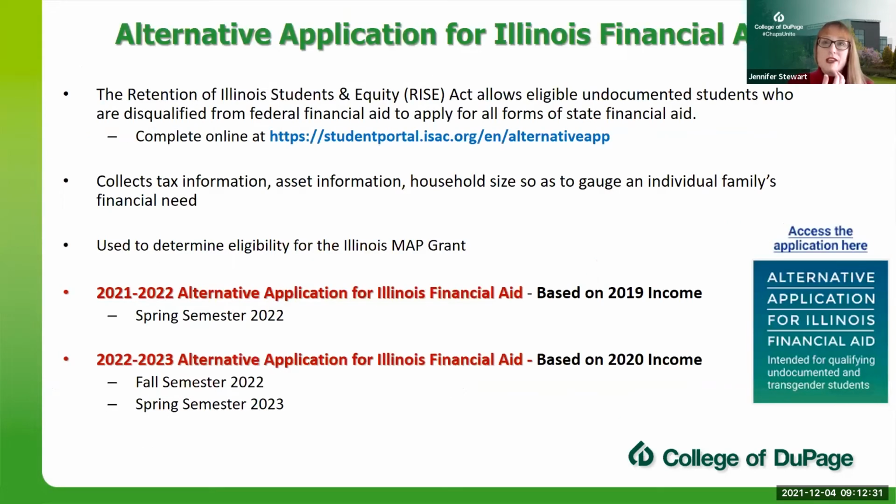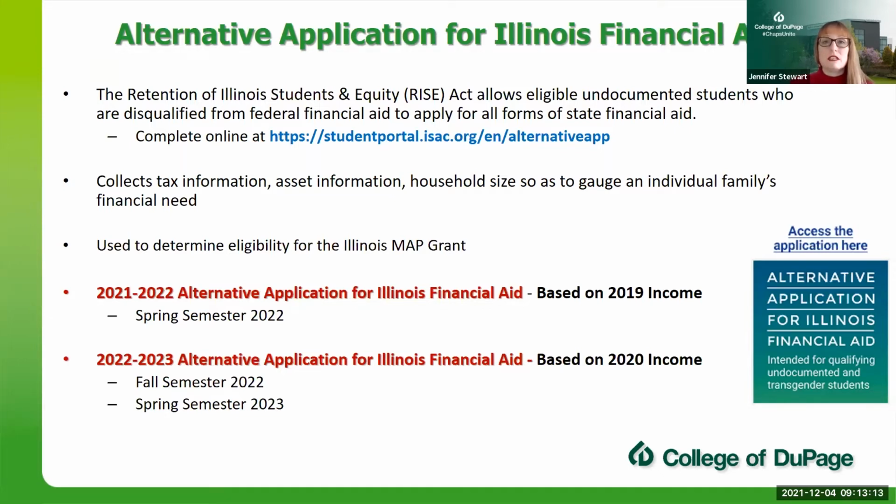Now, there is also an alternative application for Illinois financial aid. This application is specifically for students that are either undocumented or fall under DACA. So to file the FAFSA to qualify for federal and state aid, you do need to be either a US citizen or an eligible non-citizen. So if you are not a US citizen, if you're not an eligible non-citizen, so again, if you're undocumented under DACA, you can fill out this alternative application for Illinois financial aid through ISAC, so through the Illinois Student Assistance Commission. It basically collects the same tax information, the same household information as the FAFSA.